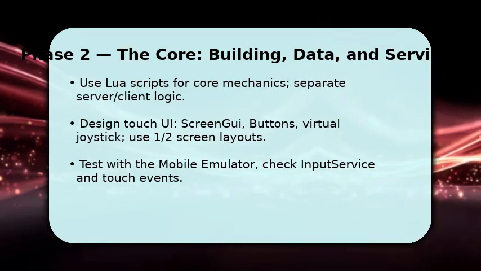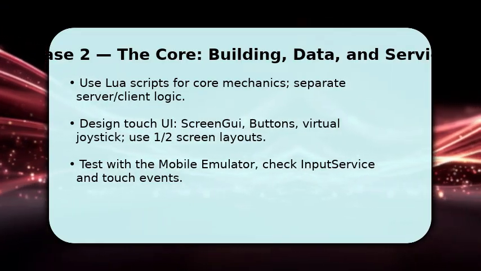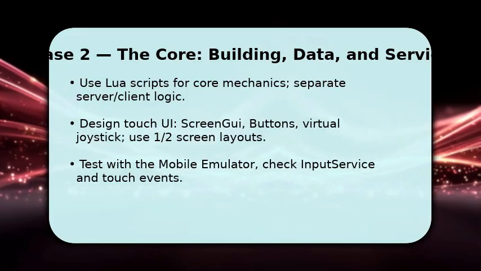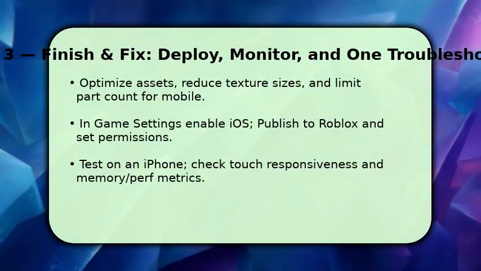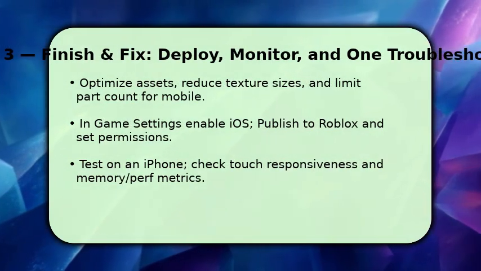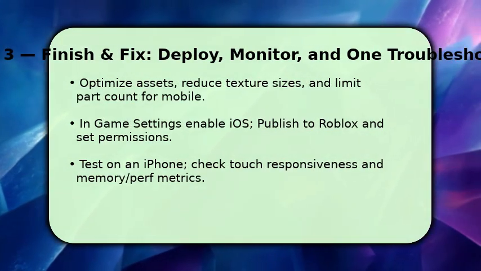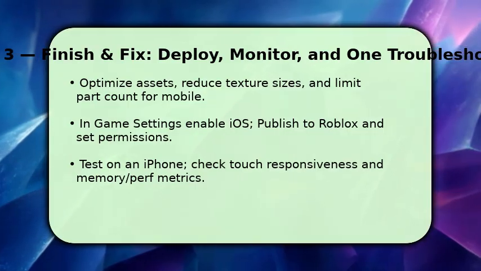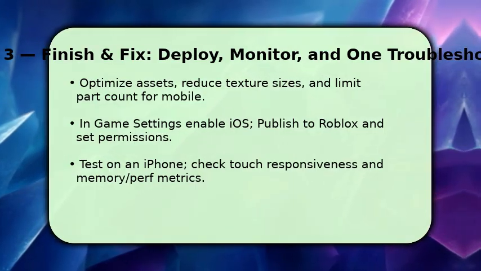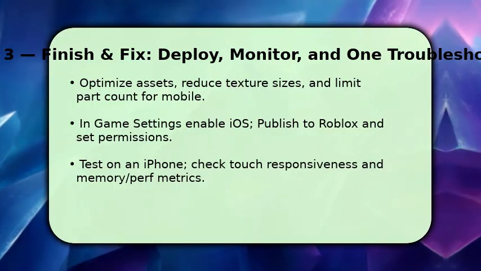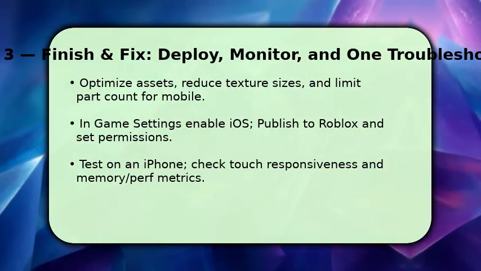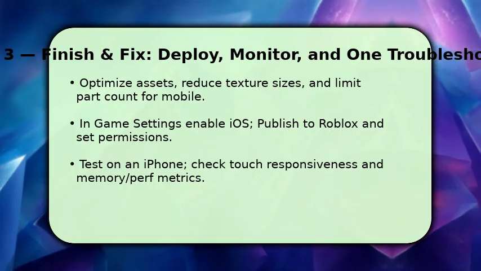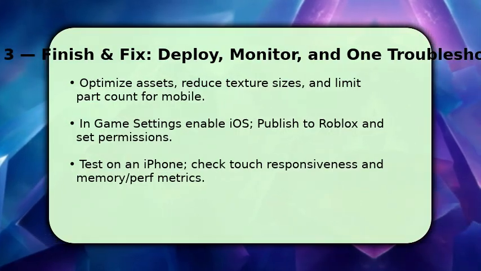Once you have scripts and UI, use the mobile emulator to iterate. It reveals layout, touch timing, and performance issues before you publish. Finish by optimizing and publishing. Compress textures, simplify meshes, and lower part counts to keep mobile FPS high. In game settings, confirm iOS is enabled so players can join from iPhone. Publish the place and set game permissions, then install Roblox on your iPhone and test directly.